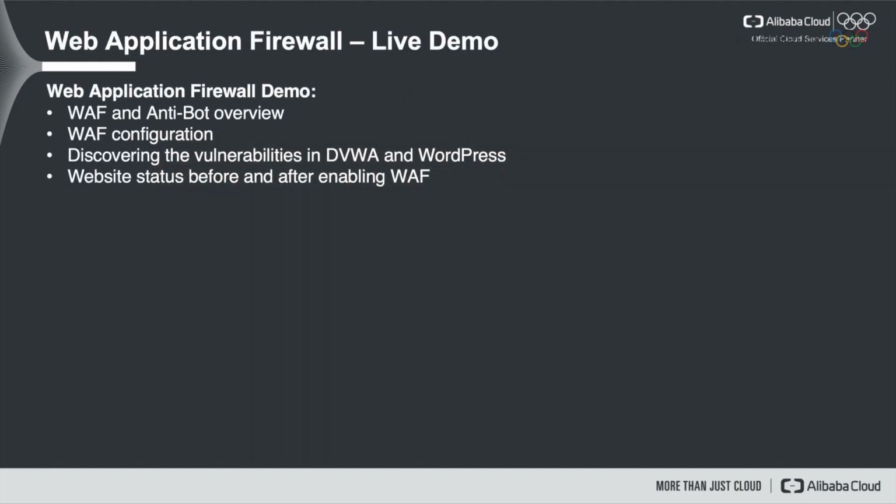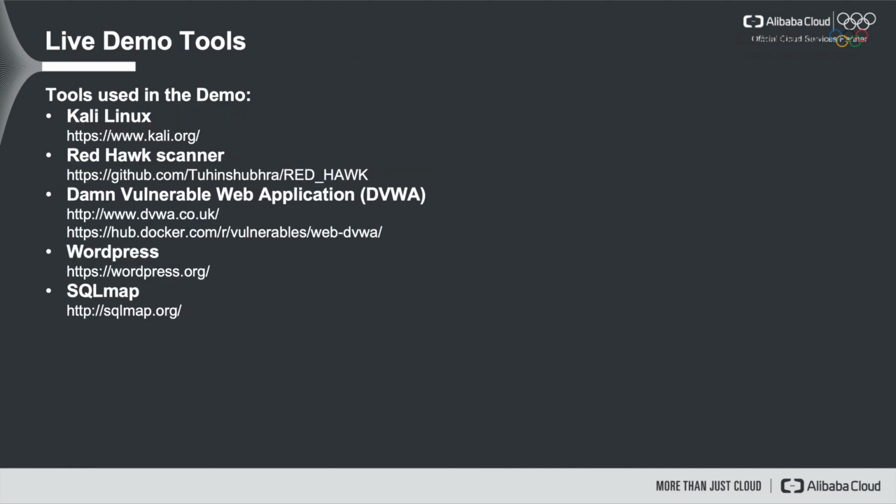In the Web Application Firewall live demo, we will cover Web Application Firewall configuration. We will discover the vulnerabilities in DVWA and WordPress. We will check the website status before and after enabling Web Application Firewall. The tools used in the demo: for the scanning, we will use Kali Linux, Red Hawk scanner, then the vulnerable web application DVWA, which will be a Docker image, WordPress, and SQLmap.